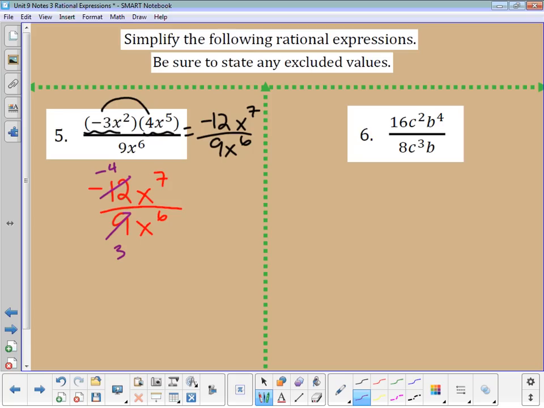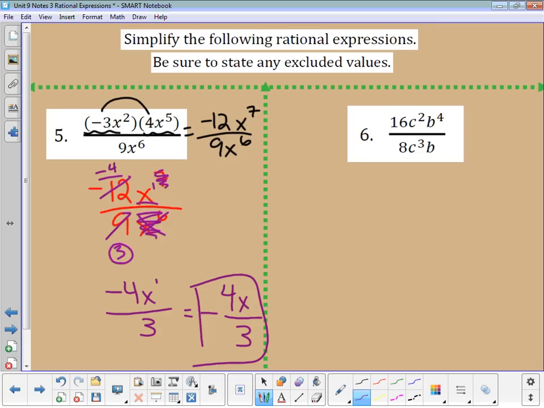When I simplify that, x to the 7th becomes x to the 1st, and this whole piece is going to go away. So in the denominator, all I have left is the 3. In the numerator, I have negative 4x to the 1st. So that looks like negative 4x to the 1st over 3. Or you'll sometimes see that with the negative written out front. And we all know that we don't need to write x to the 1st power. That's probably how you would see it if this were a multiple choice test.